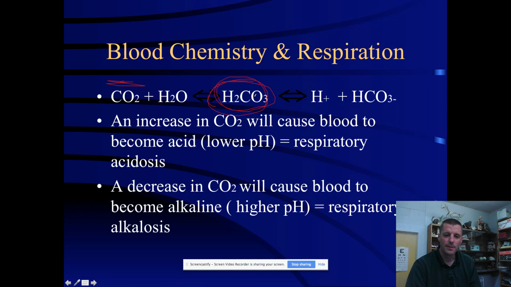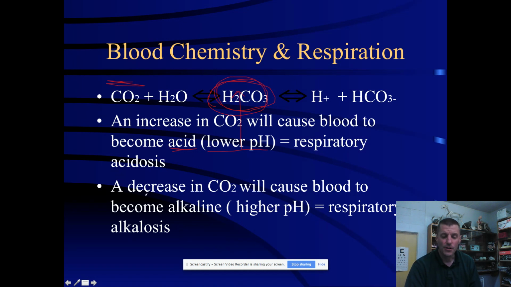Okay, so if there's too much carbon dioxide, it's going to create carbonic acid, and that's going to make the blood become alkaline. Excuse me, I said that wrong. This is going to cause it to become acidic. Okay, low pH because of this acid.